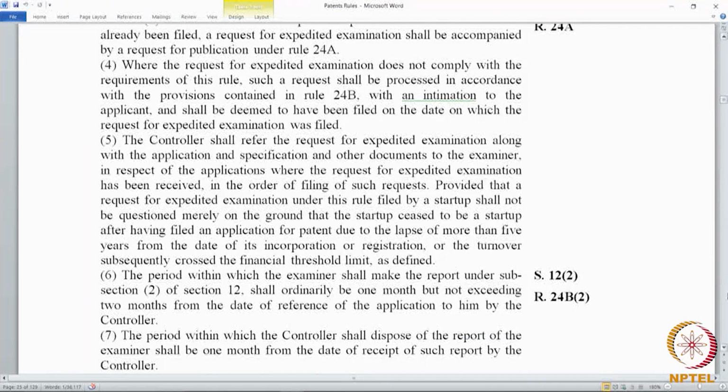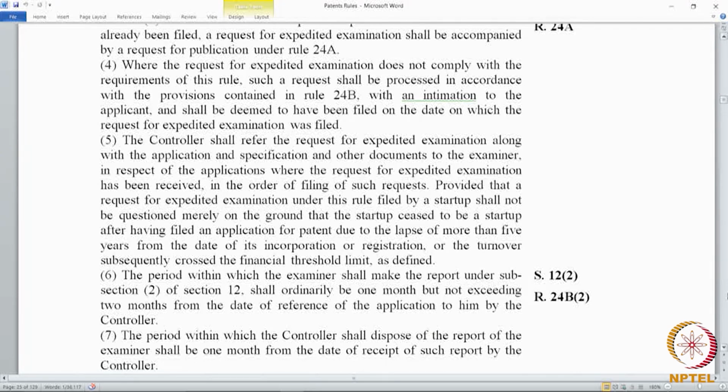Sub-rule 4 states that where the request for expedited examination does not comply with the requirements of this rule, such a request shall be proceeded in accordance with the provisions contained in Rule 24B with an intimation to the applicant and shall be deemed to have been filed on the date on which the request for expedited examination was filed. Now, 24B, you will remember, is the request for a normal examination, or what we call a request for examination.